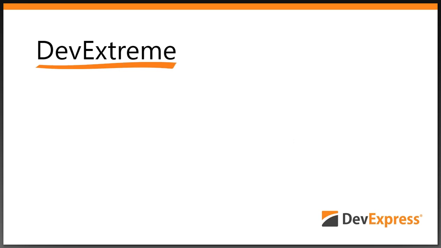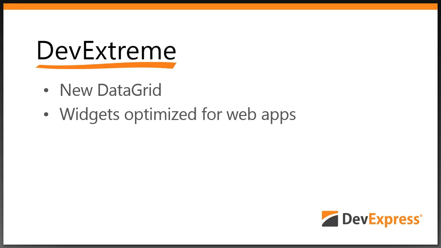So DevExtreme. As Amanda mentioned, we have a new complete client-side data grid, with all the usual functions, the kind of things you want to give your end users so that they have some analytical capabilities, so they can look at their data and extract information from it. We'll be looking at that in a moment. We've done a lot of work over this release to optimize our widgets for web applications. Now, what do I mean by that?